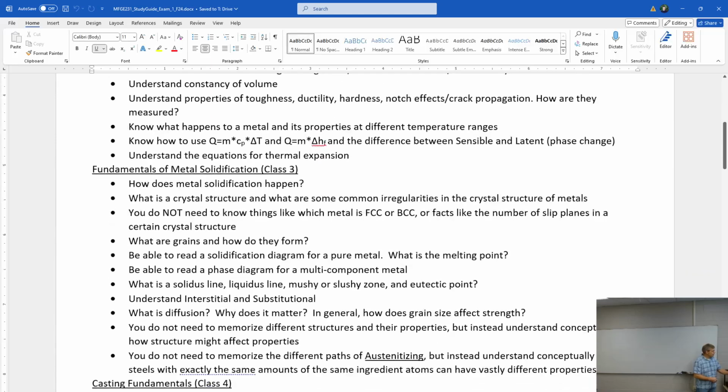Make sure you understand the constancy of volume and how it's applied to the different processes. Yes? Sorry, I just want to double check the modulus and the ultimate tensile strength. That's for engineering stress and strain? Yes. Okay. Yep. They come from the engineering stress strain. So that's why we like them, because they come from that graph.